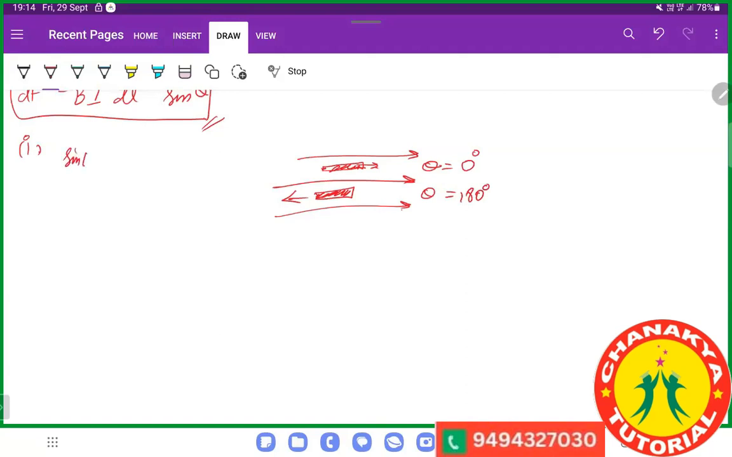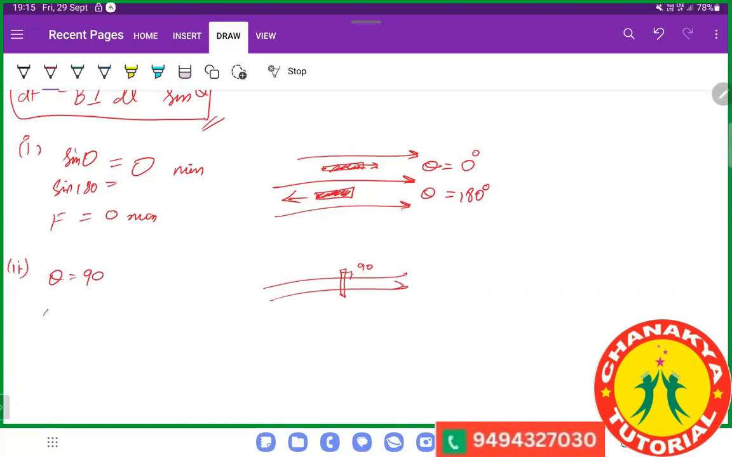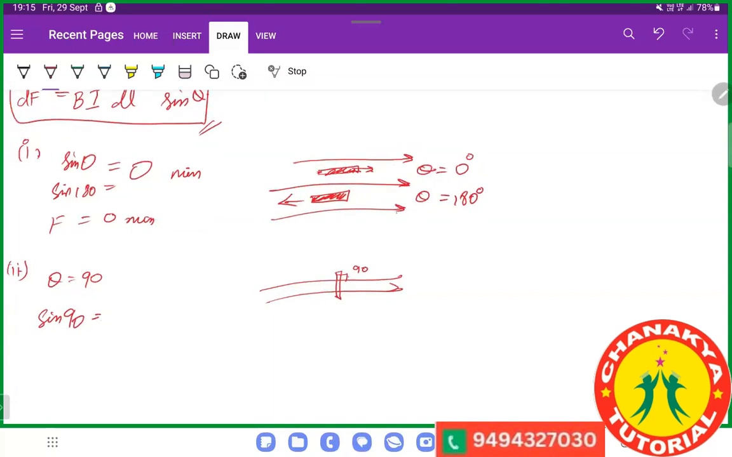So sine 0 and sine 180 are both 0. So it will give you the minimum value, where force is zero. Then if it is perpendicular, theta is 90 degrees, and sine 90 is 1. So F equals B I dl. It will give you the maximum value.